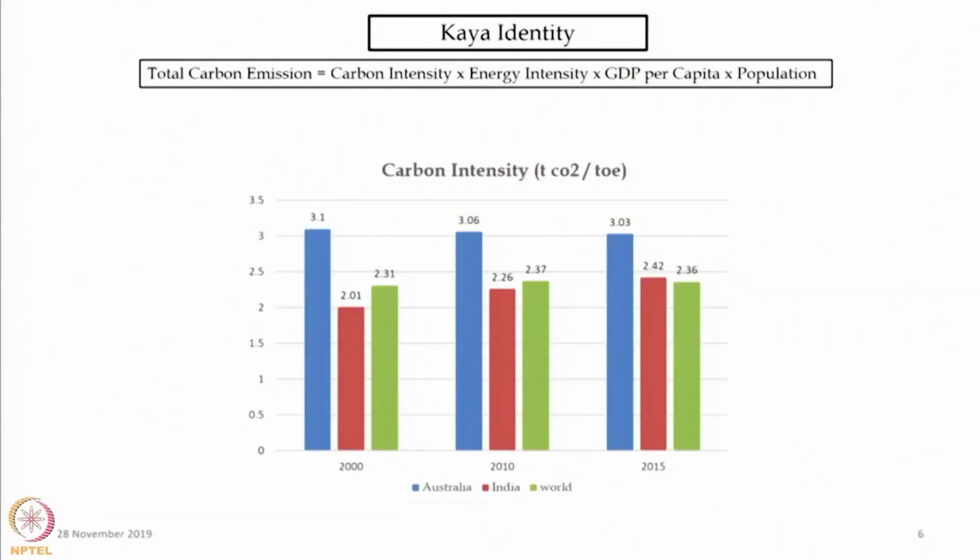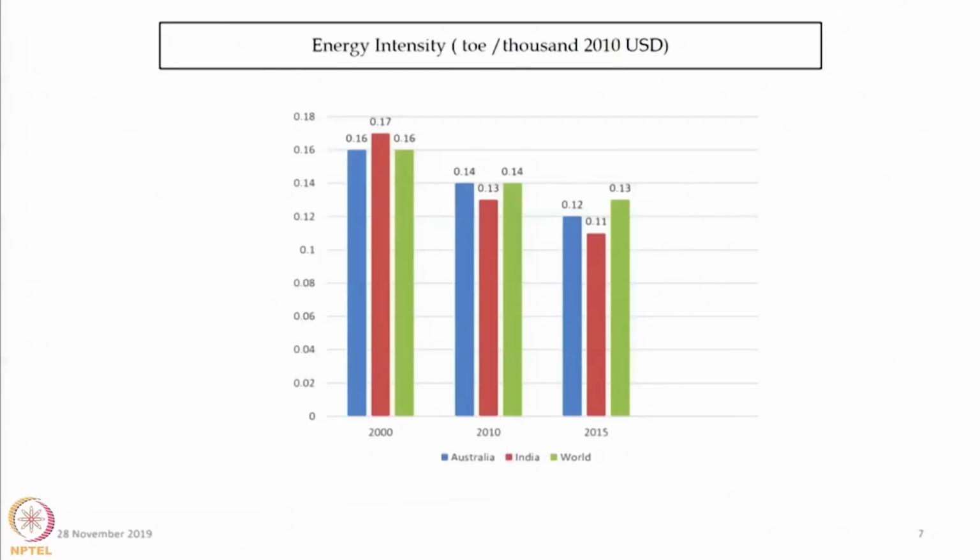From the Kaya identity, it is very clear that the carbon intensity is higher in Australia. What is carbon intensity? It is the CO2 emission for generating a particular amount of energy. Energy intensity is measured as a unit of energy per unit of GDP. So, here the energy intensity of Australia is higher than India.